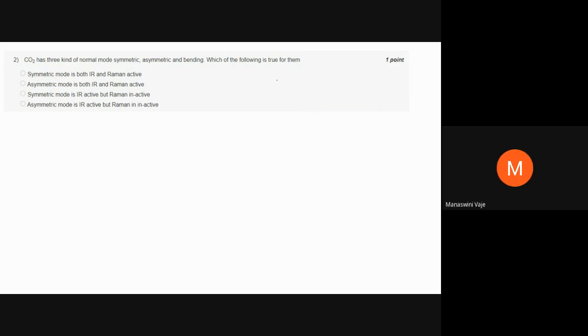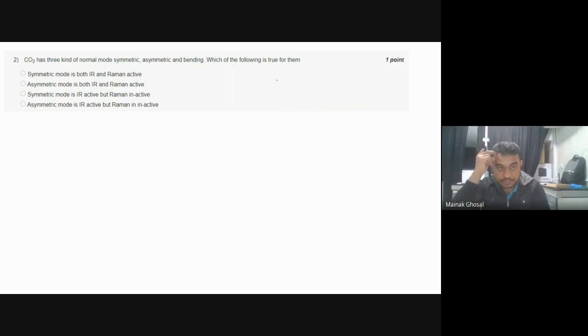Symmetric mode is IR active. Which option? Fourth one? Fourth one or third one? Yes, fourth one. Okay, fine.